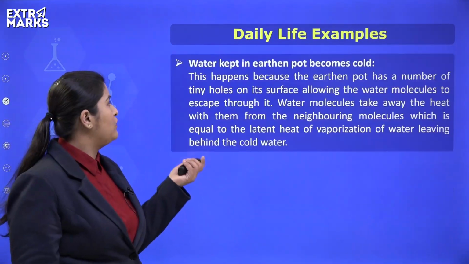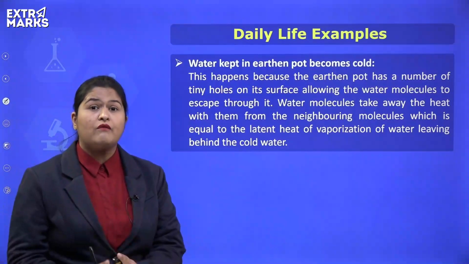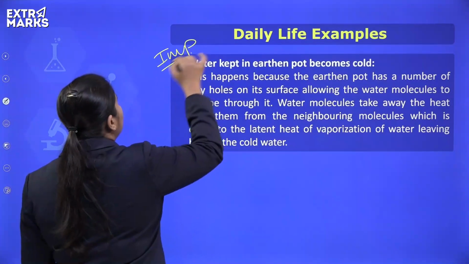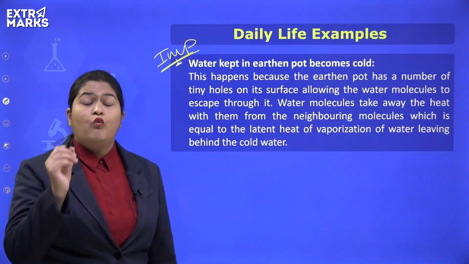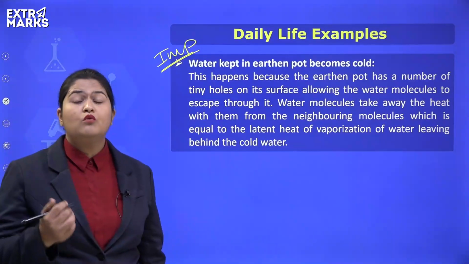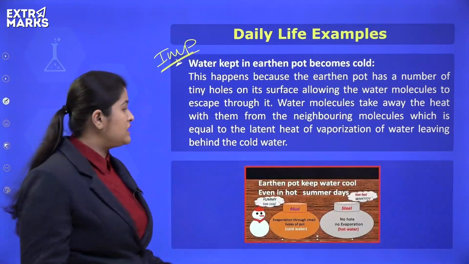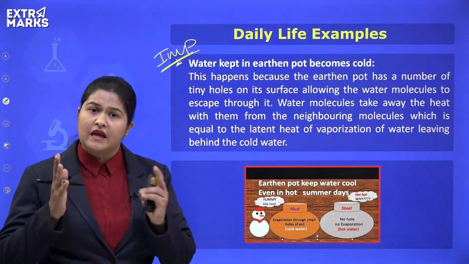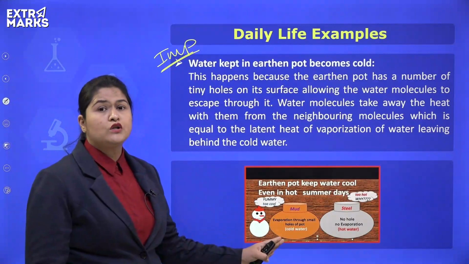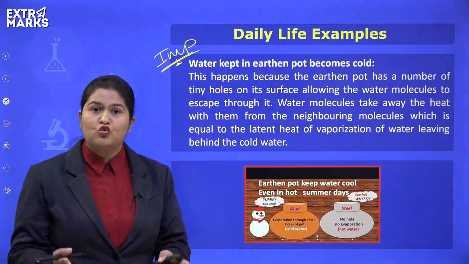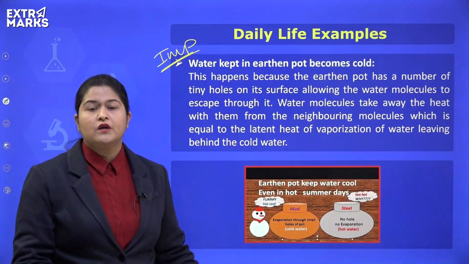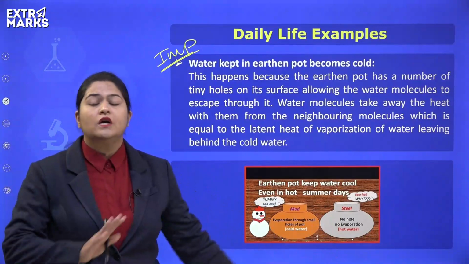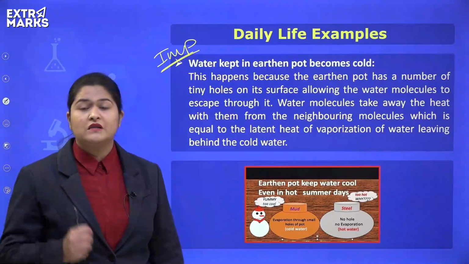Okay, let's have a look at one more example. This is again a very important example, and a number of questions are asked from this particular concept. Water kept in earthen pots becomes cool or cold, but the water which is kept in steel pots does not become cool. What is the reason? The same water when kept in an earthen pot after some time becomes cool and it is very pleasant when we drink it. But the same water when we store it in a steel pot does not become cold. Why does this happen?